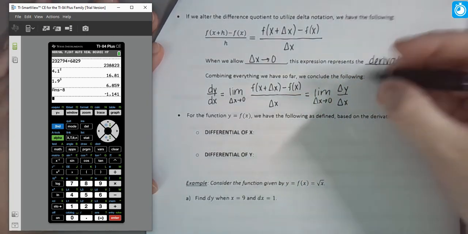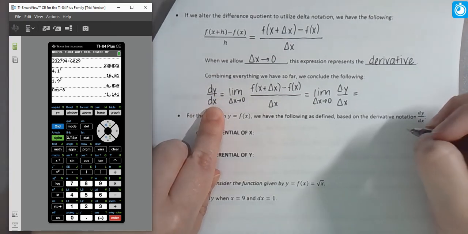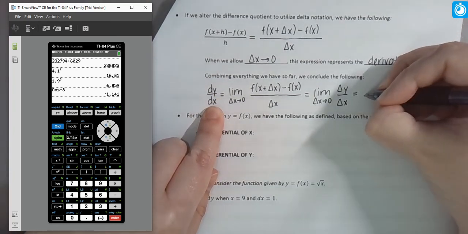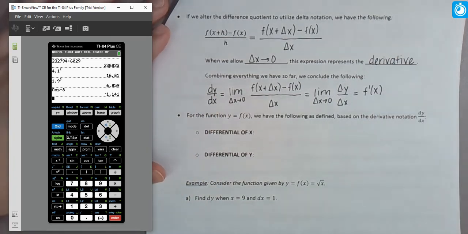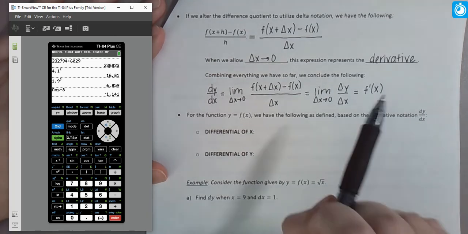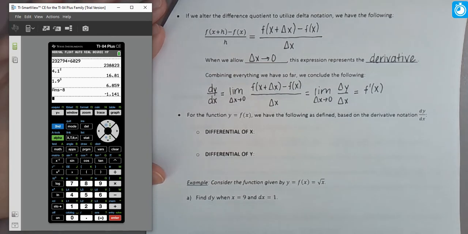This, then, if we were to use the other notation for a derivative, this was our Leibniz notation. We also had the prime notation. So we also could call this, if we didn't want to use y's, we want to use f, we would call that f prime of x. All of these things are equivalent. But I want to highlight some specific things that are then going to lead us to these definitions for differentials.